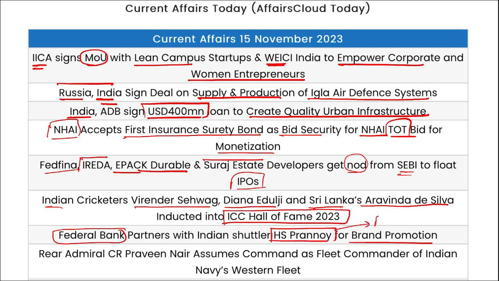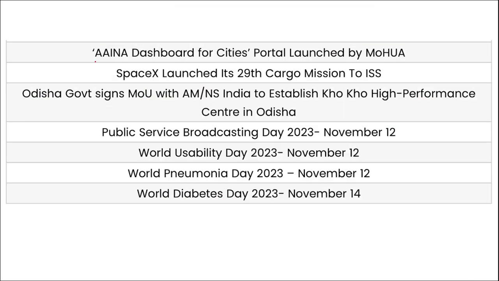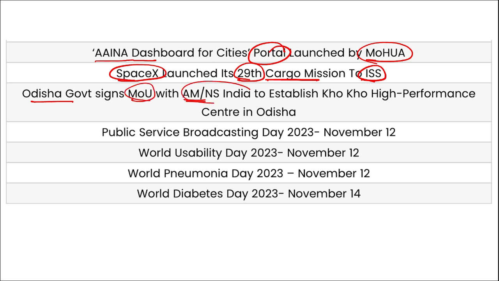ambassador, and HS Prannoy is related to which sport? Badminton. Then Rear Admiral C.R. Praveen Nair has assumed command as the fleet commander of the Indian Navy's Western Fleet. Then Aina Dashboard for Cities. This is a portal launched by Ministry of Housing and Urban Affairs. SpaceX has launched the 29th cargo mission to International Space Station using Falcon 9 rocket. And the Odisha government signed an MOU with AMNS India to establish Kho Kho Sports Center in Odisha state.